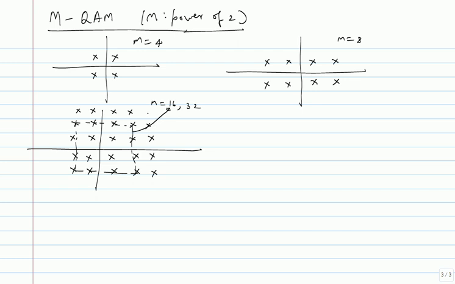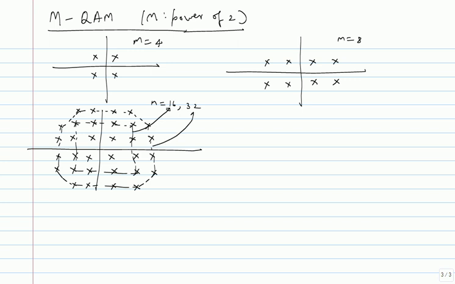What am I leaving out? I'm leaving out that corner point. Okay, so then I'll pick 4 points here. Once again, I'll pick 4 points here. Okay, and then one can join all these guys with a dotted line. Together now I get 32 QAM.